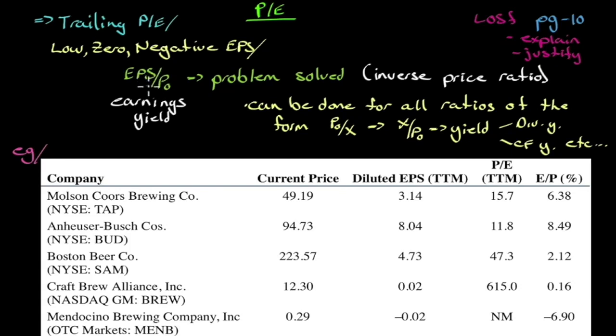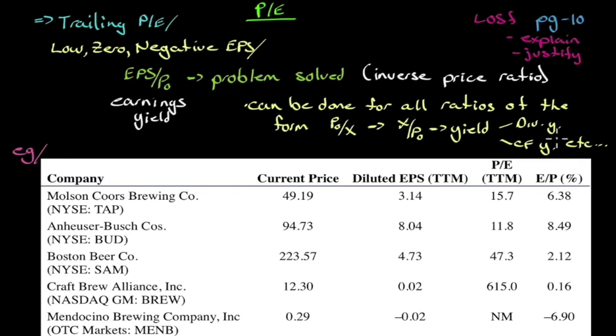It's an earnings yield. Now, this can be done for all ratios, by the way. Any ratio in the form price divided by some fundamental, you can simply invert it and you'll get a yield. So if it's price over dividends, if you invert it, you have a dividend yield. If it's price over cash flow and you invert it, you get a cash flow yield. So it doesn't just have to be an earnings yield. The learning objective for this one just specifically says explain and justify the use of earnings yield, E over P. But it applies to other ratios. Just keep that in mind.